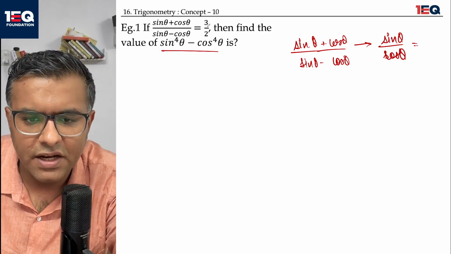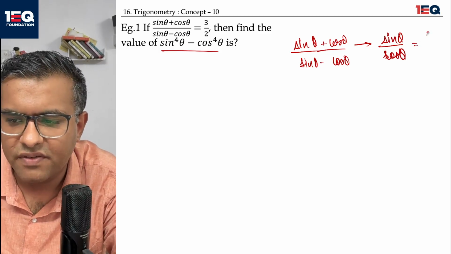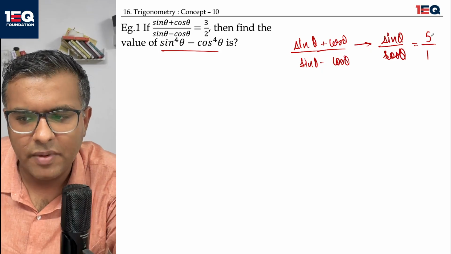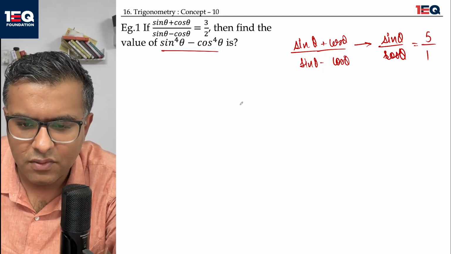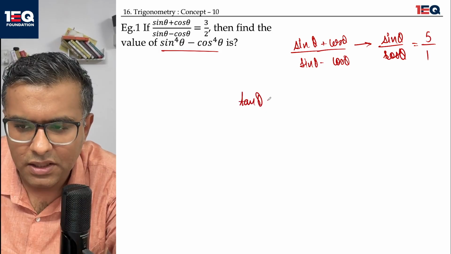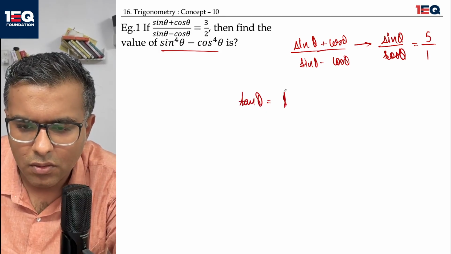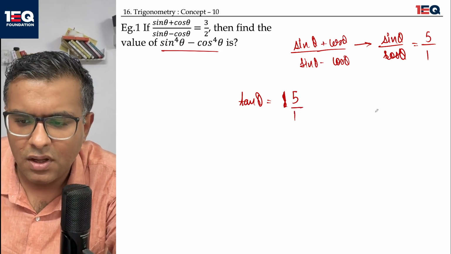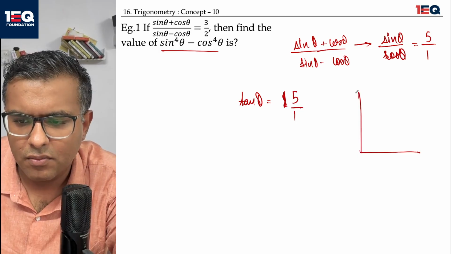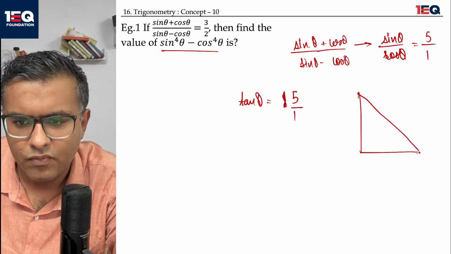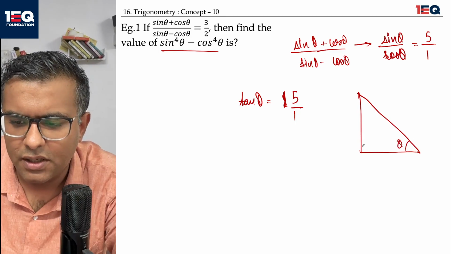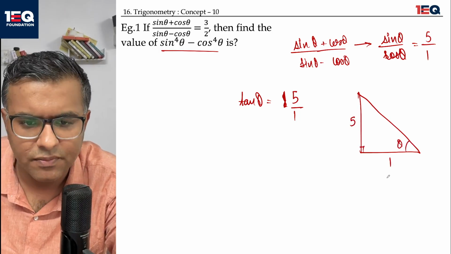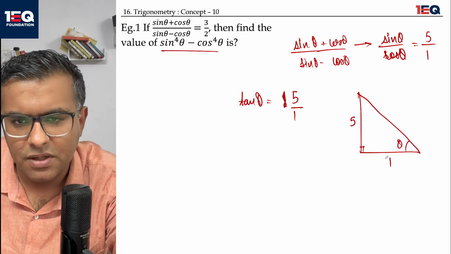This would then come up as 3 by 2, as 3 plus 2 is 5 and 3 minus 2 is 1. This would give me the value of tan theta being equal to 5, or nothing but 5 over 1. If I use a triangle here and call it theta, tan is opposite upon adjacent.